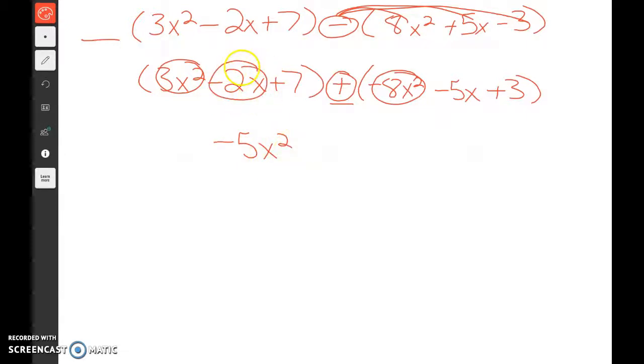Negative 2x plus negative 5x. So negative 2 plus negative 5 is going to be negative 7x. And then lastly, we have 7 plus 3, and 7 plus 3 is going to give us 10.